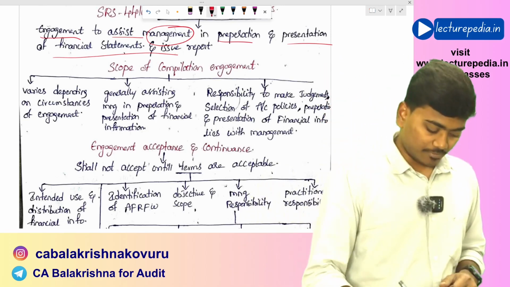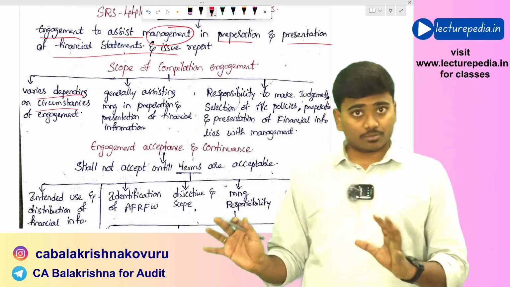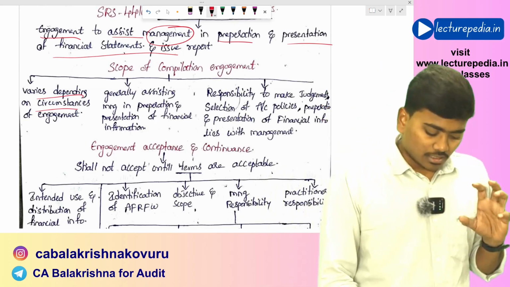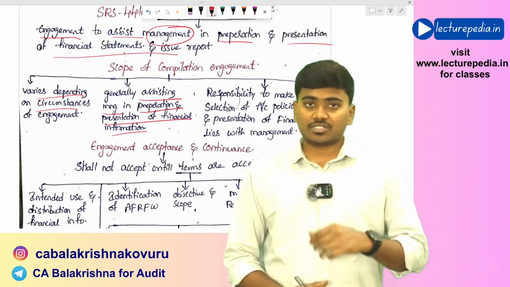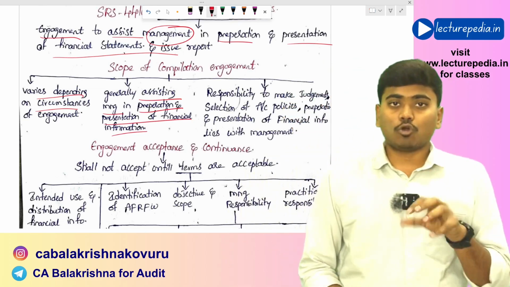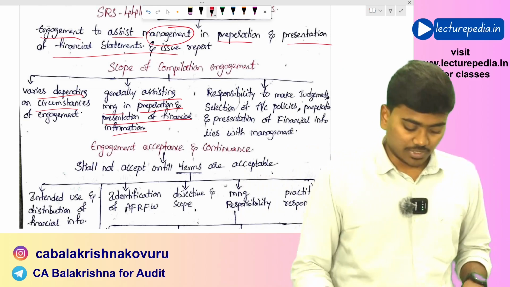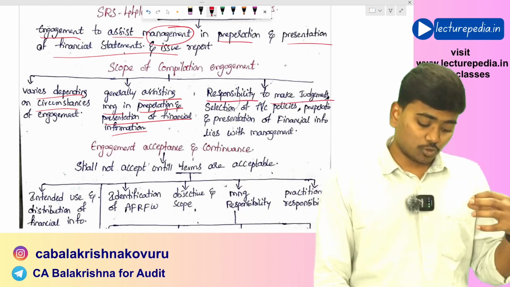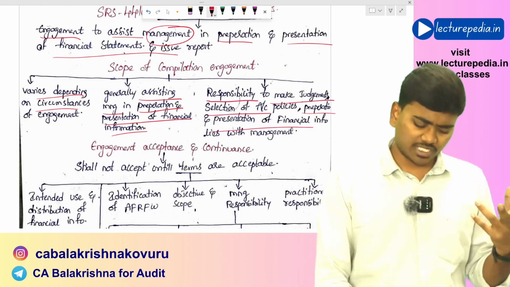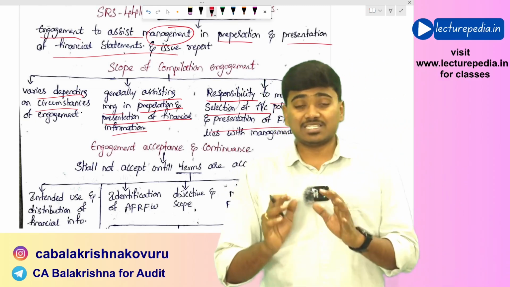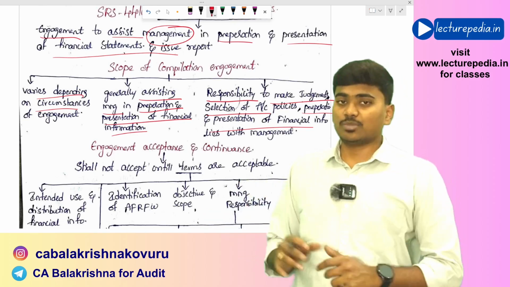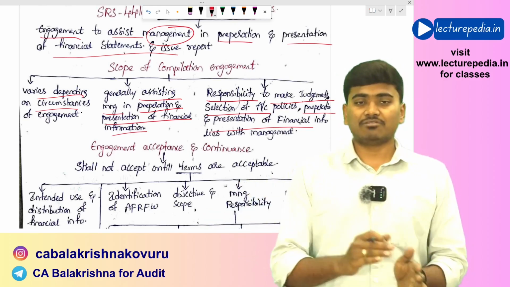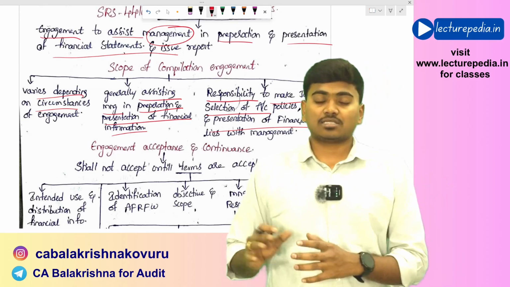Hope that is clear. Generally it varies depending on the circumstances of the engagement, and generally assisting management in the preparation and presentation of the financial information will be the scope of a compilation engagement. However, the responsibility to make judgments, select accounting policies, and prepare and present financial information is management's only. The practitioner will just assist the management.